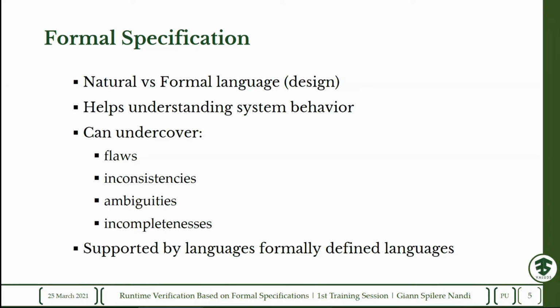So let's say we want to develop a motor controller, and although natural language makes it easy to describe a high-level specification of what it should do, it will probably be full of ambiguities. Formal language, on the other hand, is harder for the human eye to digest, but is much more precise. And that's where formal specification shines, because it helps the developer or the engineer to understand the system behavior, and it makes it easier for them to discover flaws, inconsistencies, ambiguities, and incompletenesses. Nowadays, it's supported by many formally defined languages.